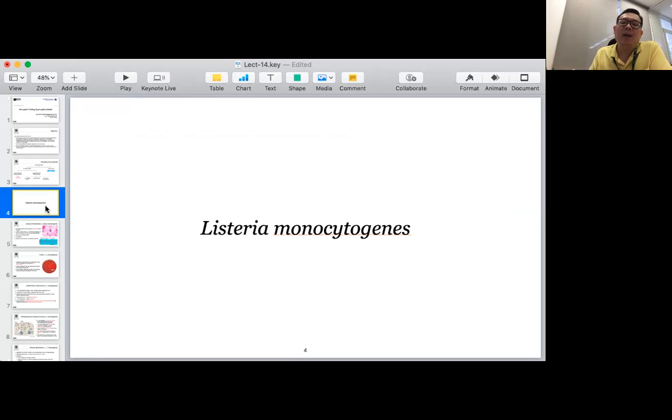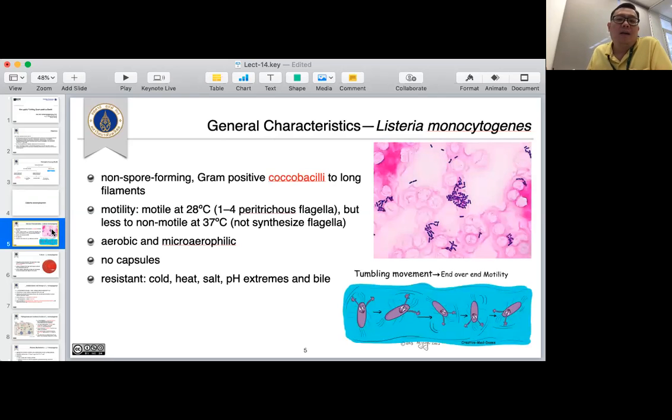In Listeria, the only bacteria that I'd like to mention is Listeria monocytogenes. I think you probably heard about this bacteria before, right? Listeria mono is a food poisoning bacteria. They cause food poisoning. The structure of Listeria mono is just regular coccobacilli, not long, okay, not long. But some textbooks probably say short rod, okay?